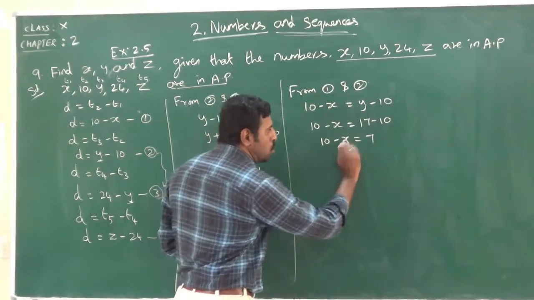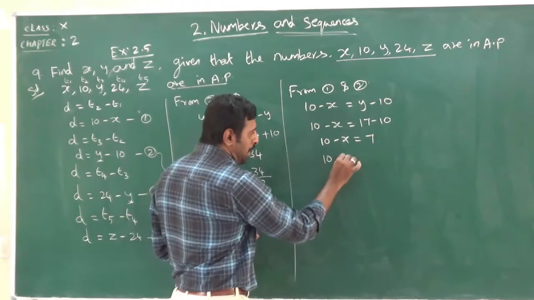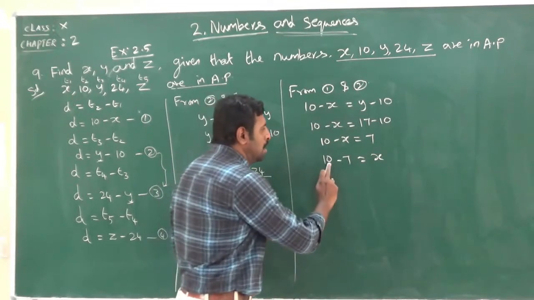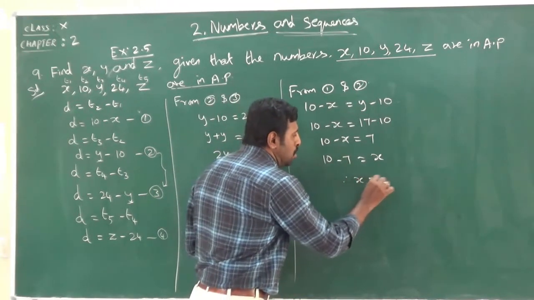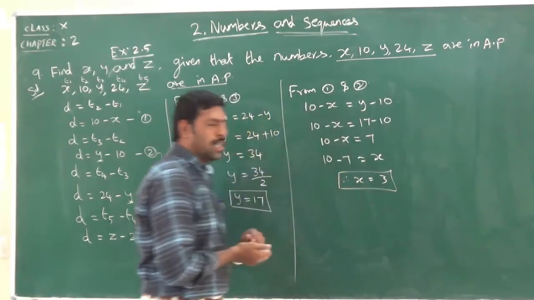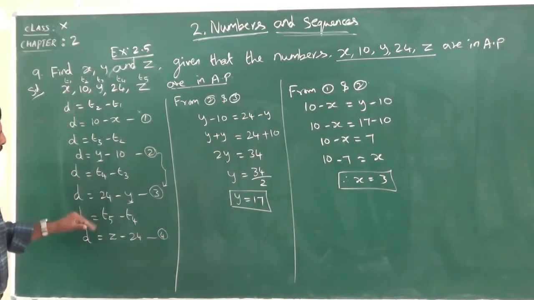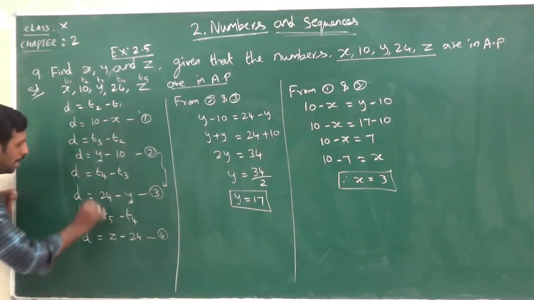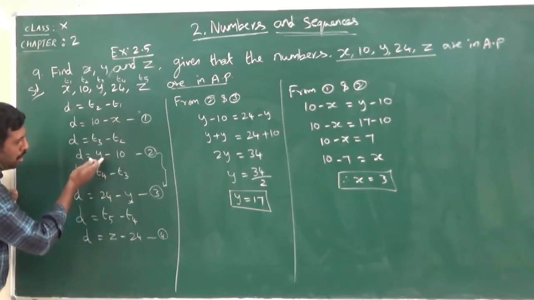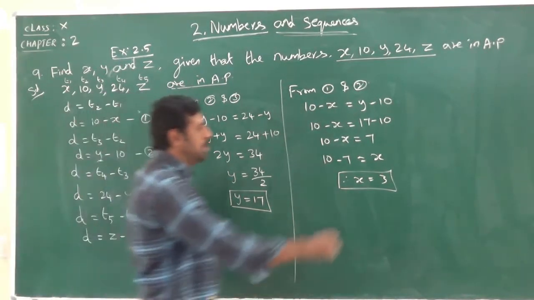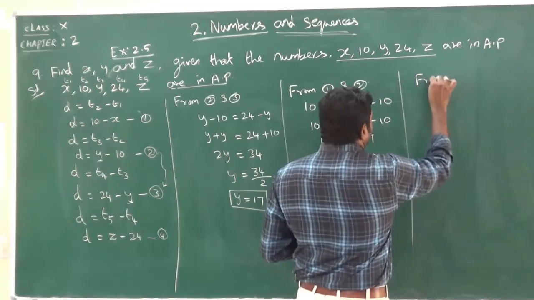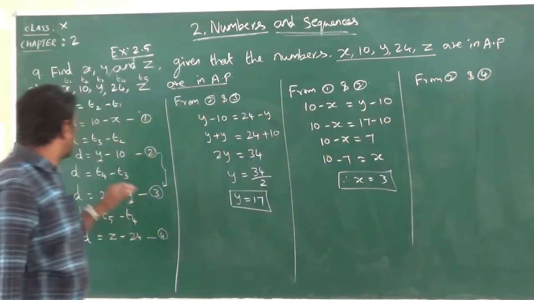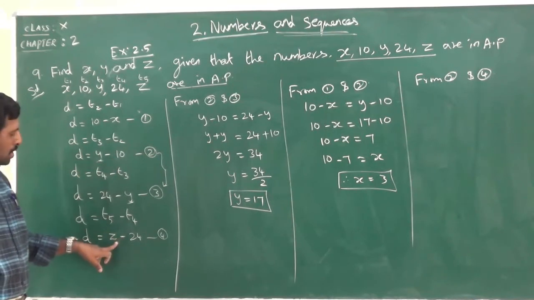Next, I take this x to the other side and 7 to this side. 10 minus 7 is equal to minus x turning to plus x, right? Then 10 minus 7 is 3. Therefore, x is equal to 3. Now we can choose any one of the terms, either the third and fourth or first and fourth, whatever it may be. Here I take the second and the fourth itself, right? y minus 10 and then z minus 24. We take the second and the fourth from equation numbers 2 and 4. See, the second equation is y minus 10 is equal to z minus 24.